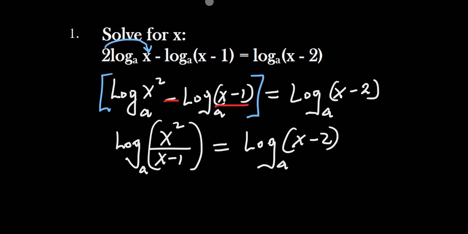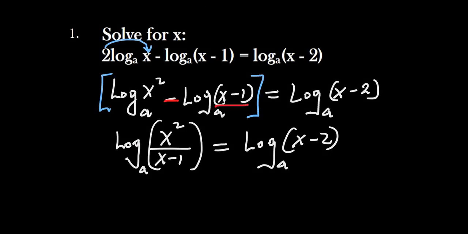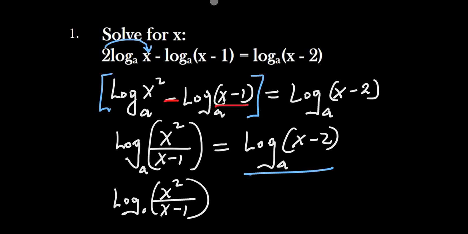So now we can simply subtract this value from both sides, and this will become log x squared over x minus 1 in parentheses to base a minus log x minus 2 to base a equal to 0.